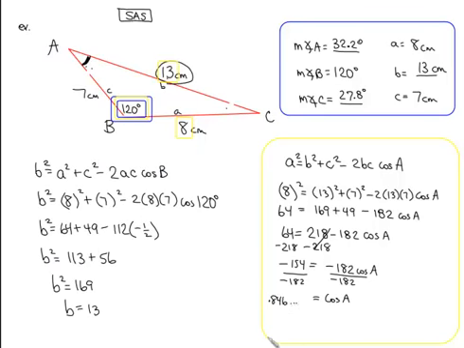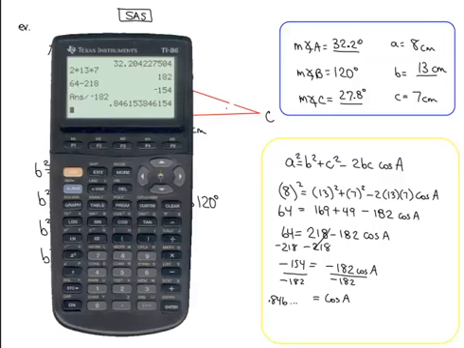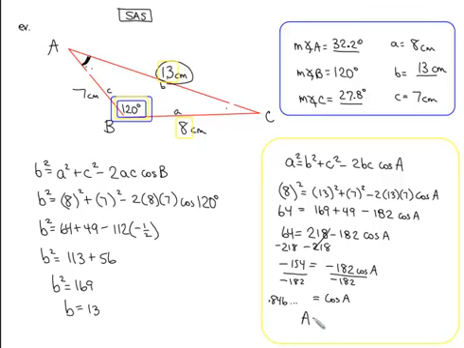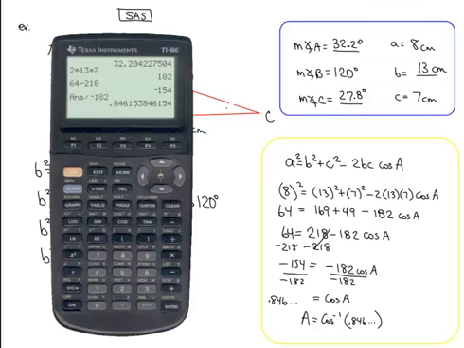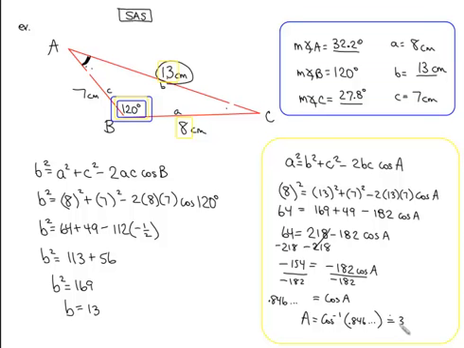0.846 dot, dot, dot. I'm not going to write the whole thing down. I'm going to leave it in my calculator. And what are we now going to do to solve for A? We're going to do that angle A is equal to the inverse cosine of that 0.846 dot, dot, dot number that's sitting in my calculator. So now I take this number and I do inverse cosine of that answer, and I get 32.2 degrees. Notice, it gave me the same answer that we got with law of sines.